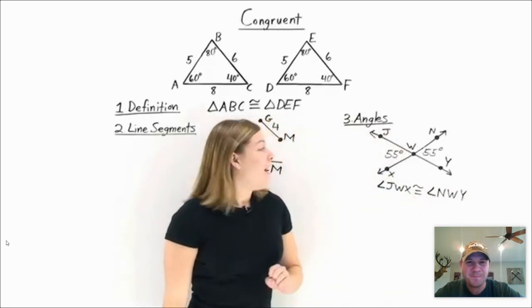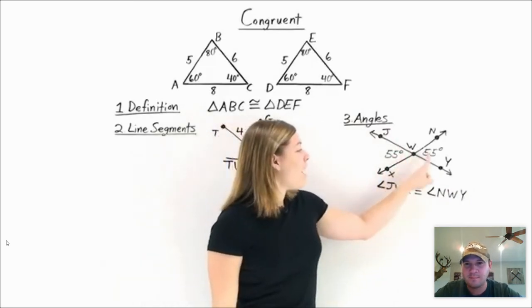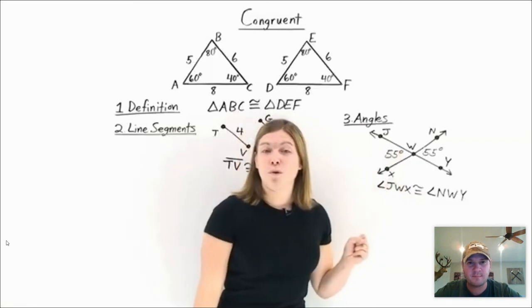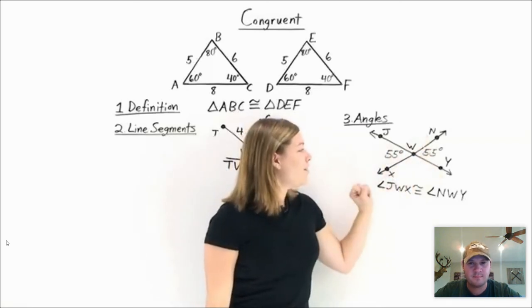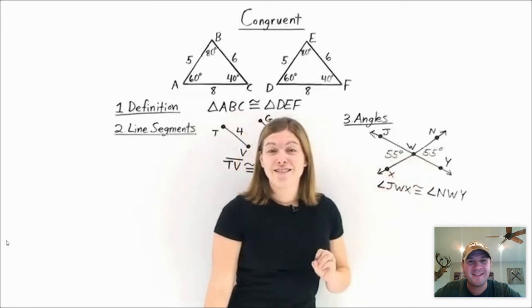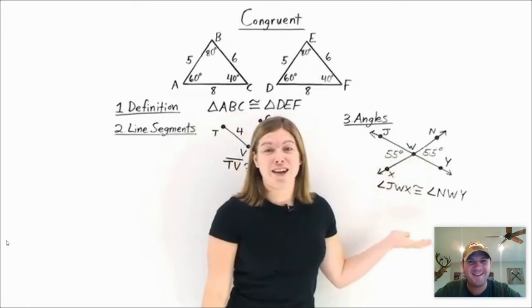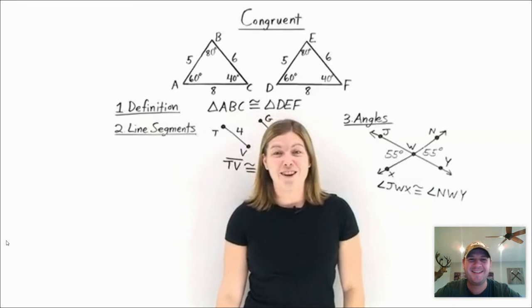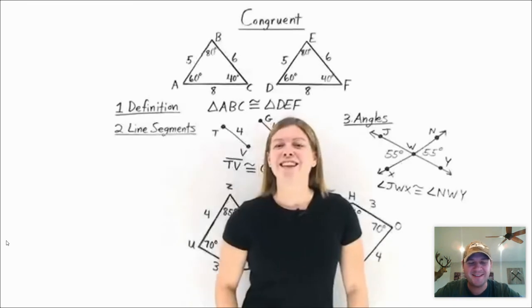And here, because these angles sit opposite or across from one another, when we have two lines intersecting, these are actually called vertical angles. That means they will always be congruent. They will always have the same angle measurement.